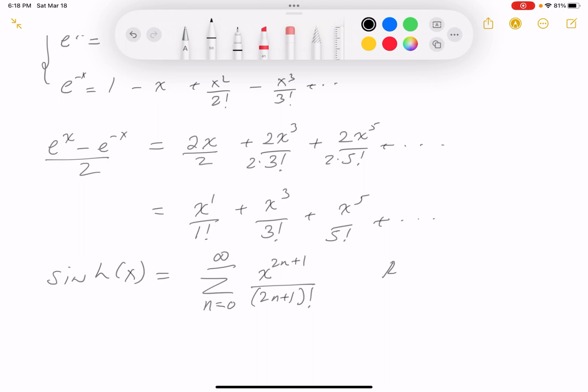What's the radius for this one over here? Infinite. What's the interval? Minus infinity to infinity. And we're done. Thank you.